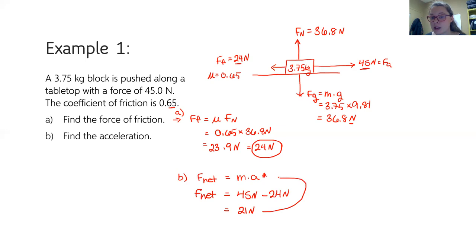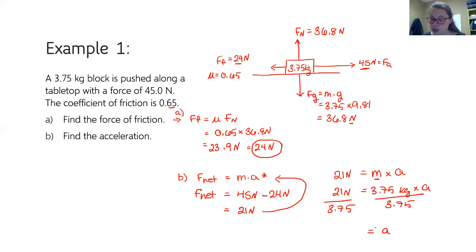So we're going to go back up here and substitute it in. We know 21 newtons is the net force. That's equal to the mass of the object times the acceleration. Do you know the mass? Yes, that's in our block. So we can say 21 newtons is equal to 3.75 kg times acceleration. Divide both sides by 3.75, and we have an acceleration equal to 21 divided by 3.75, which gives you 5.6 meters per second squared. I'd say that's a fairly substantial acceleration.